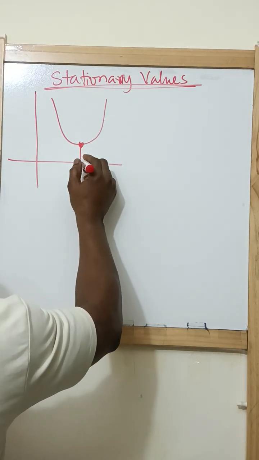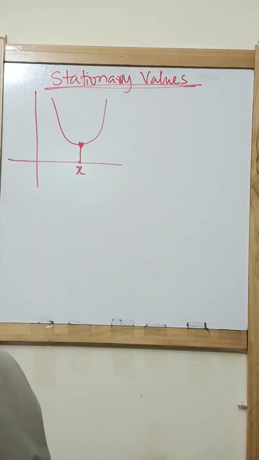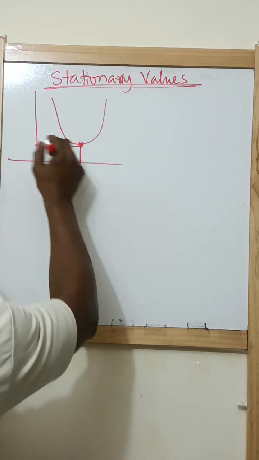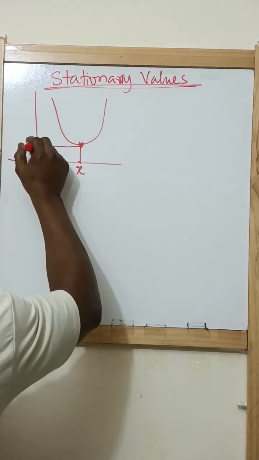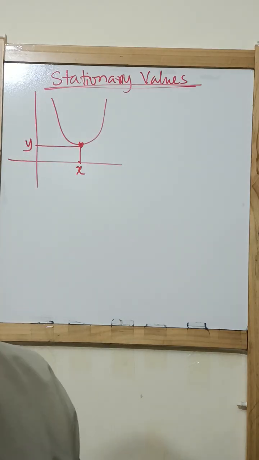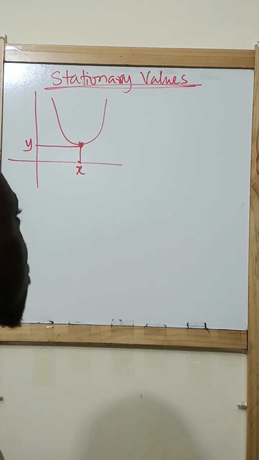This point, the value of x here is called the minimum point, right? Now the value of y at that point is now called the minimum value. Okay, value of y at that point is equal to the minimum value.